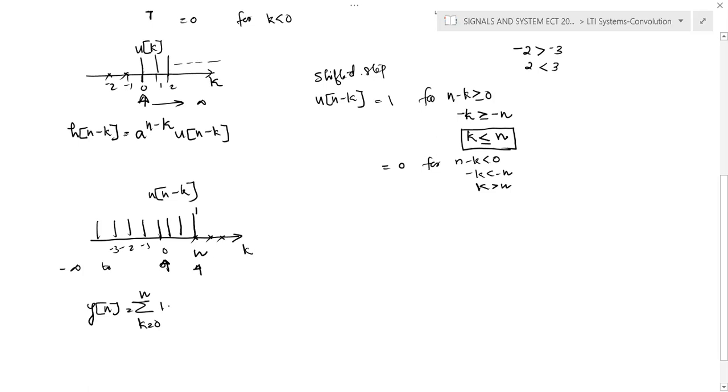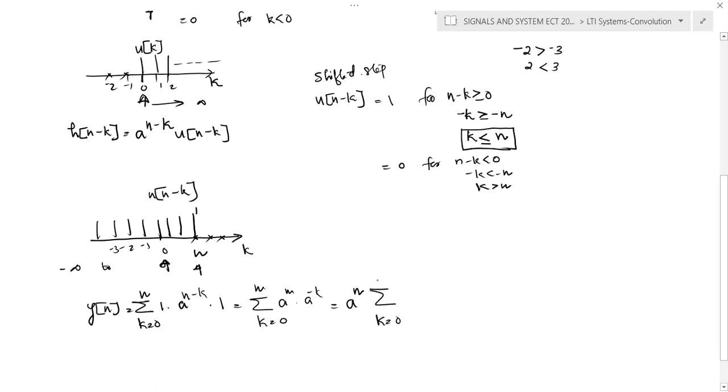And the first signal is 1 for this duration, and there is a term a raised to n minus k, and u of n minus k is equal to 1. Now, if you simplify this, it becomes the summation over k equal to 0 to n of a raised to n into a raised to minus k. If you look at this expression, k is the variable, so you can consider n as a constant in this particular context.